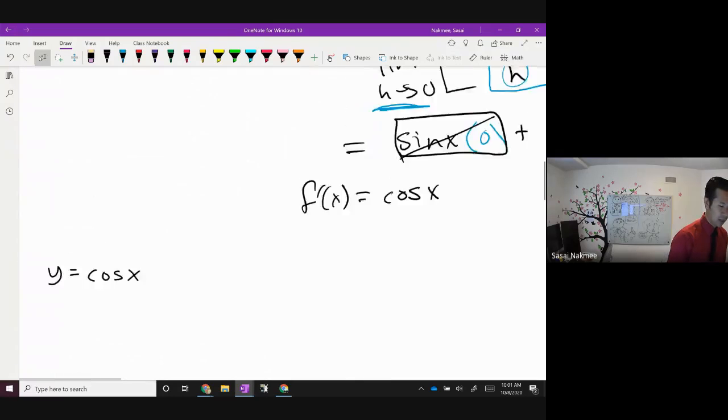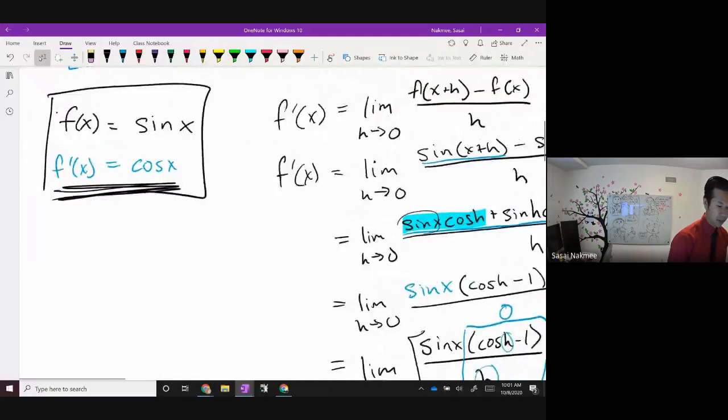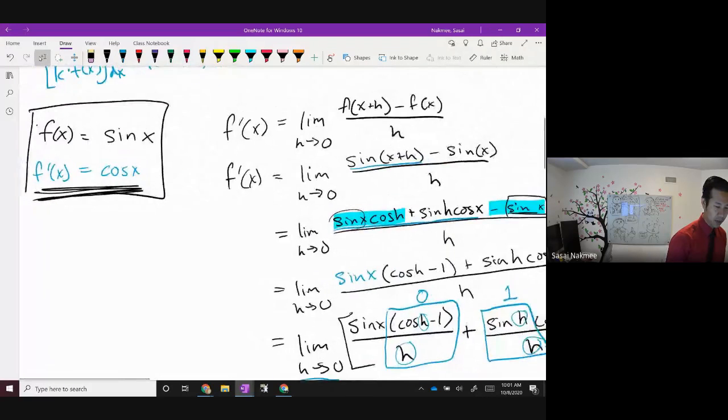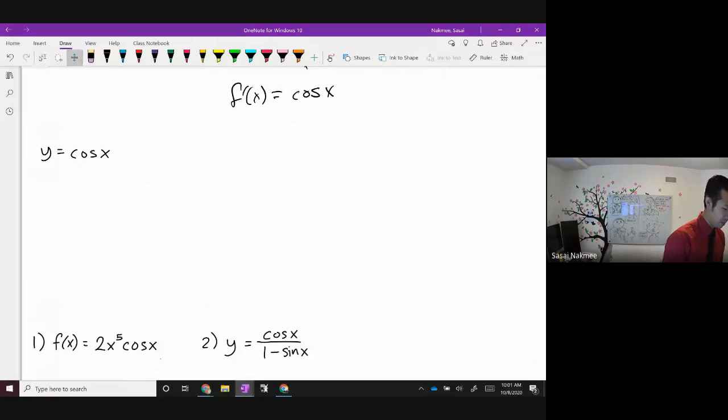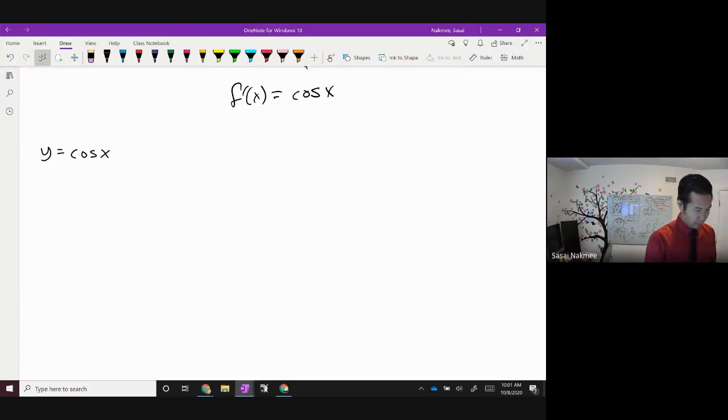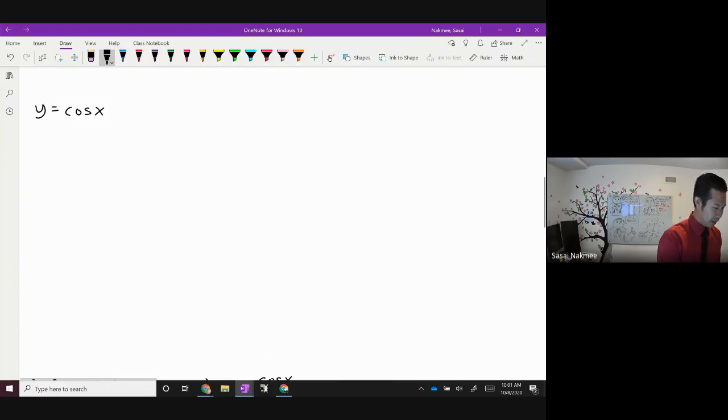So, the derivative of sine of x is cosine of x. I have enough space like that. There we go. Okay, so let's move on to the next one down here. Get out of the way. There we go.